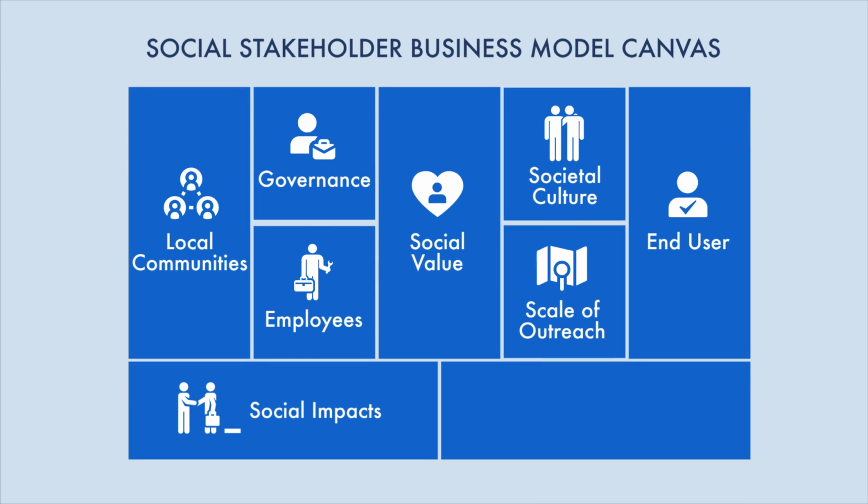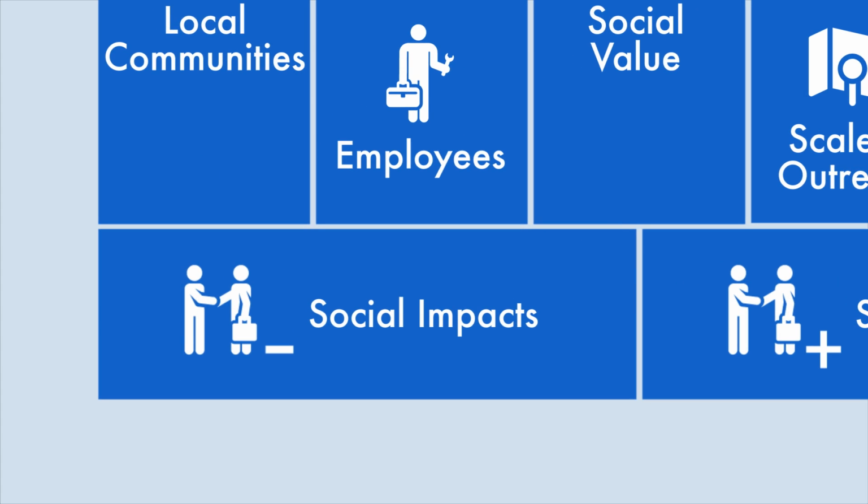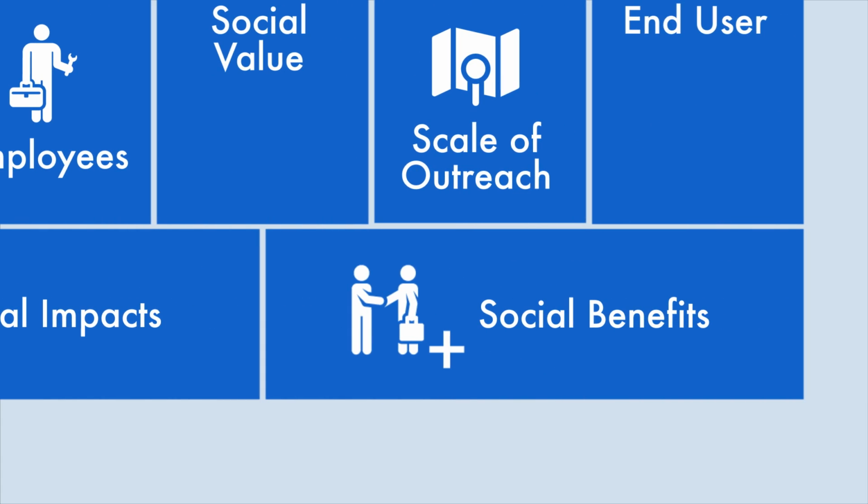Last, but not least, there are social impact and social benefits resulting from running the organization. Social impacts include the social costs, such as working hours, health, and safety, as well as cultural heritage. Social benefits include the positive effects of the organization on the society.